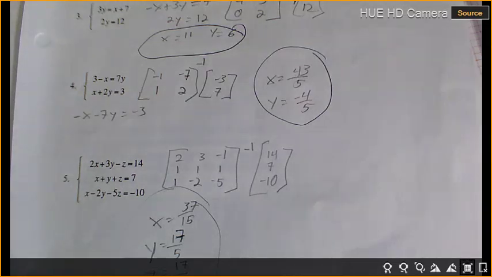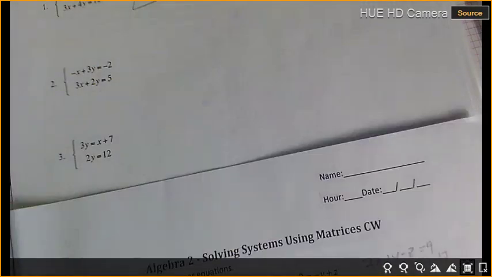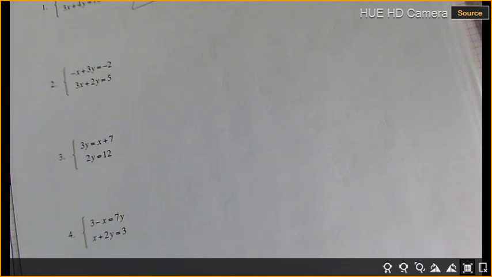Okay, so we are looking today at apparently the sheet that I don't have in front of me except for all the answers.